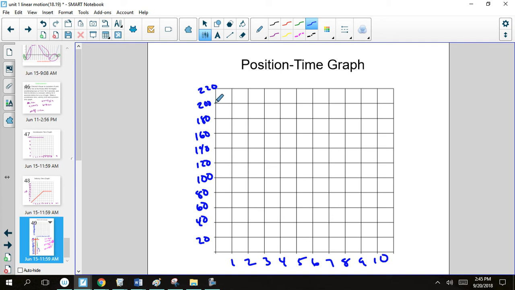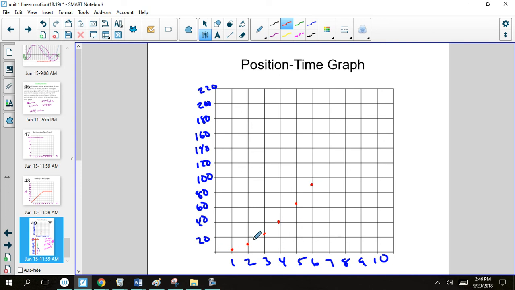All right. Now what you're going to do is go ahead and just plot these points. Red. Red sounds good. So at 1 second, we're at 2.5, roughly right here. At 2 seconds, we're at 10. At 3 seconds, we're at 22.5. At 4 seconds, we're at 40. 5 seconds, 62.5, up there. 6 seconds, we're at 90 meters.